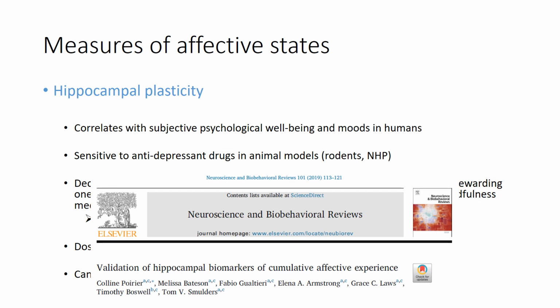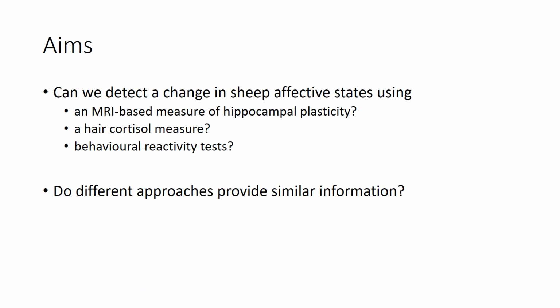To apply this new approach to other animal species, it is important to first verify that the hippocampal plasticity measure can detect changes in affective states induced by an experimental manipulation that have been previously validated. The goal of this study was to test this hypothesis in sheep.